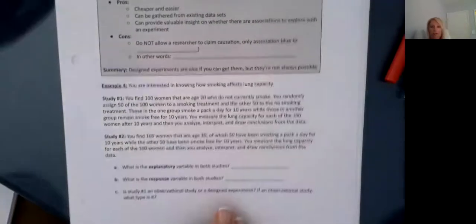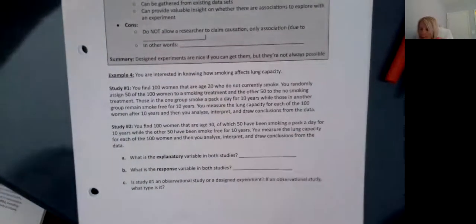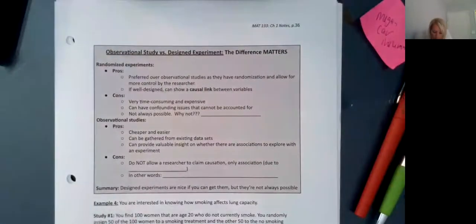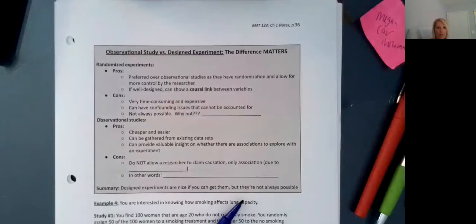So let's go back and look at some pros and cons of observational versus designed experiments here. Okay, so randomized experiments, some of the pros are they're preferred over observational studies because there's more control from the researcher. If they're well designed, we can actually say there's some kind of a causal link between the variables. A few of the cons are they are time consuming and expensive, and you can have some confounding issues that cannot be accounted for.